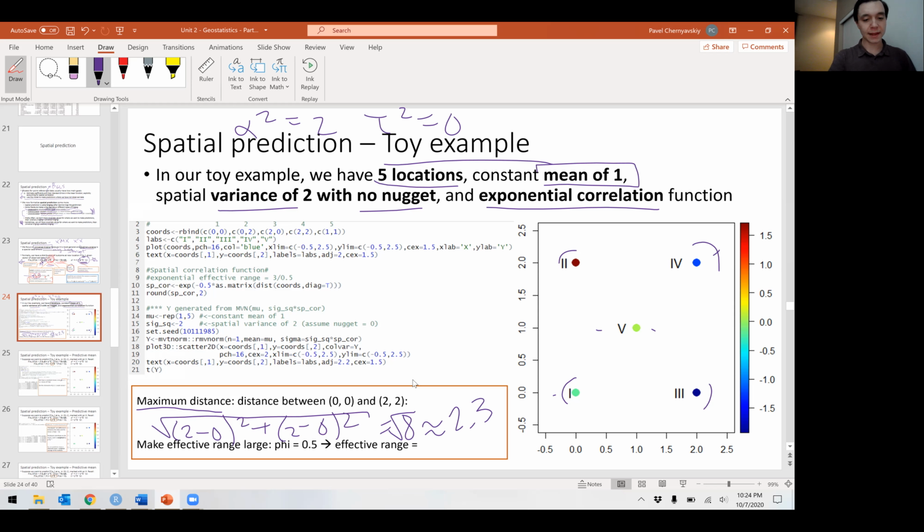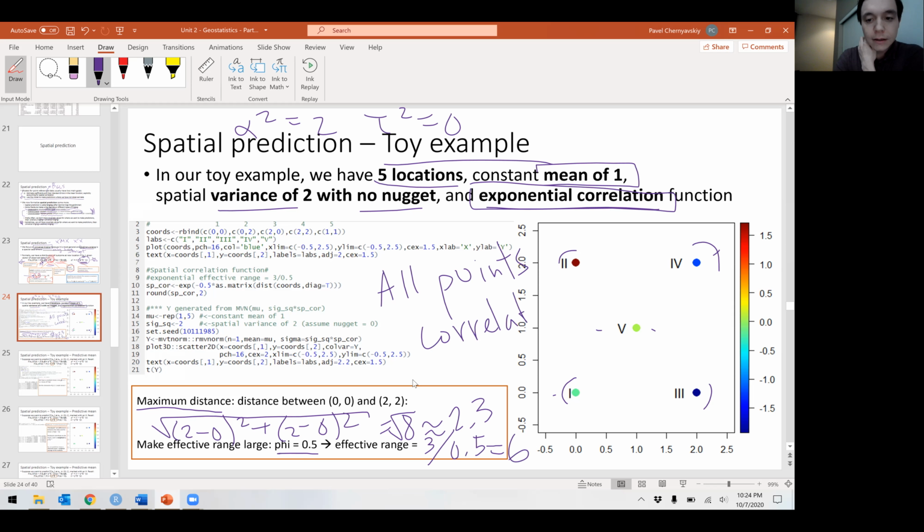Meanwhile, with a phi of 0.5 and an exponential correlation function, my effective range is 3 over 0.5. And so my effective range is 6. So basically all points are correlated by design. My effective range is 6. My maximum observed distance is 2.3. Clearly, all of my data are spatially correlated.